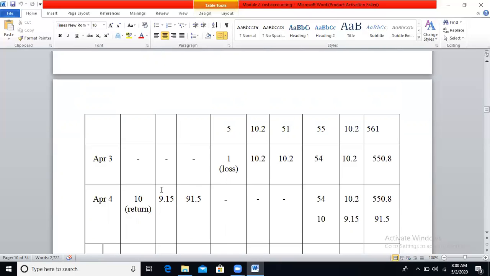If they have not given the price of returned goods, the prevailing first unit price will be considered for returned goods. If they have given the price in the problem itself, consider the same price.